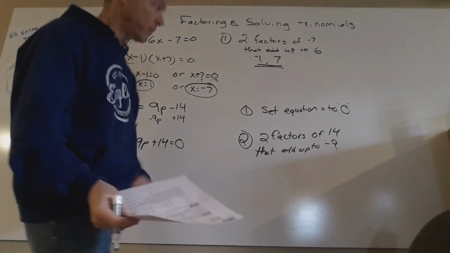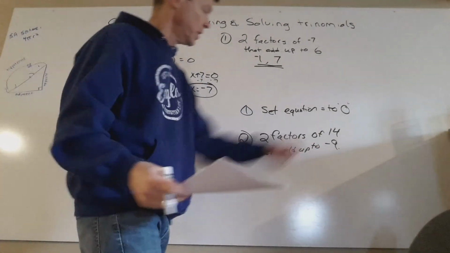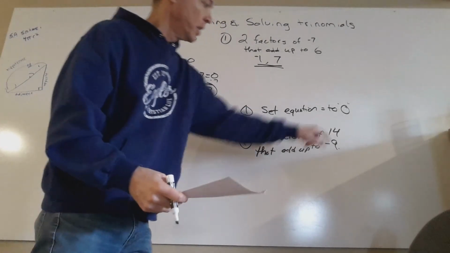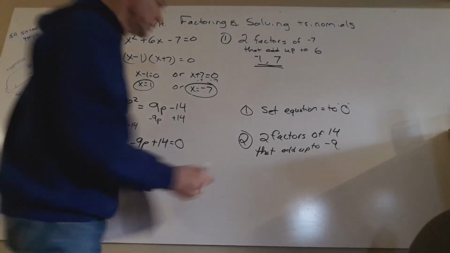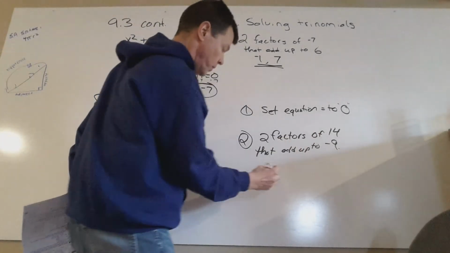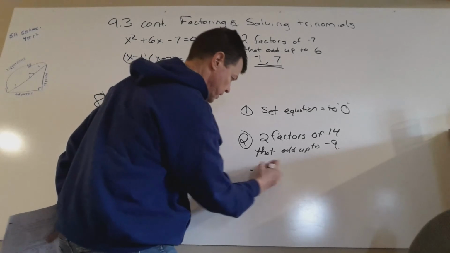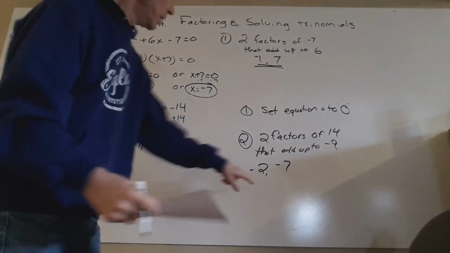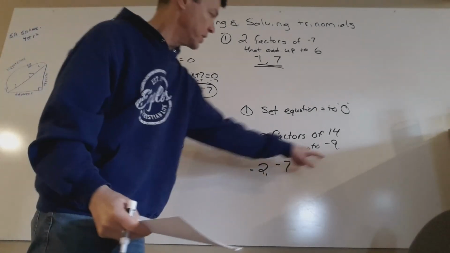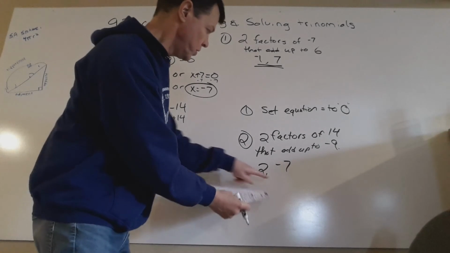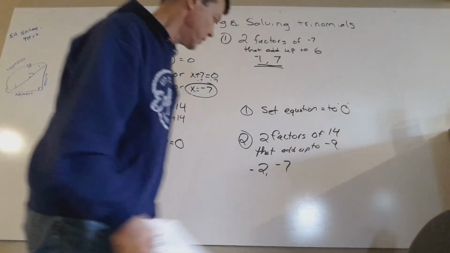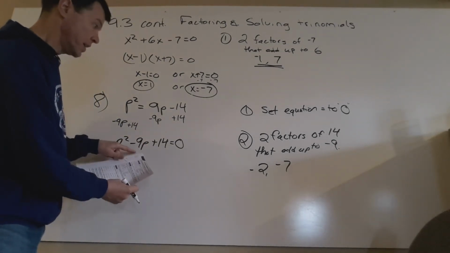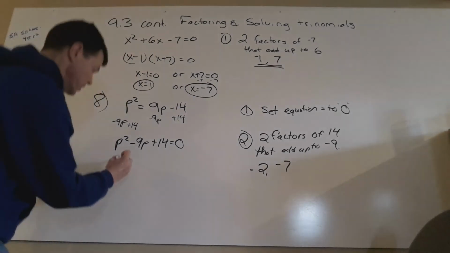So there's going to be some negative factors in there, but the 14 is positive. And the only way I can have negative factors with a positive product is two negative numbers. So two factors of 14 that are both negative. You've got negative 2 and negative 7. Negative 2 plus negative 7 is negative 9. That's good. Negative 2 times negative 7 is positive 14. So here are our two factors of 14 that add up to negative 9: negative 2 and negative 7.